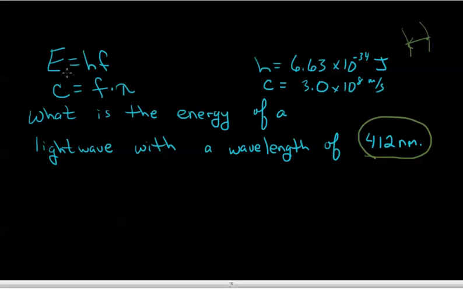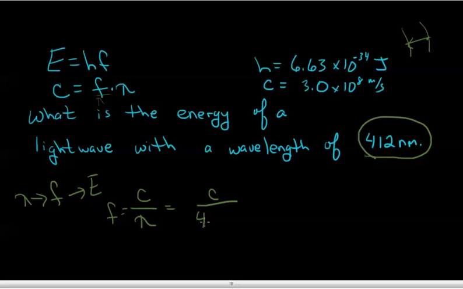Well, this time, in order to find energy, I first have to find frequency. I'm given wavelength, and I know how to change wavelength to frequency, so let's do that. To find the frequency, I'm going to take the speed of light and divide it by the wavelength. So the speed of light divided by 412. Now what did nano mean? It means times 10 to the negative 9. So take your calculator and do alpha C divided by 412 times 10 to the negative 9, and you'll get 7.3 times 10 to the 14th.